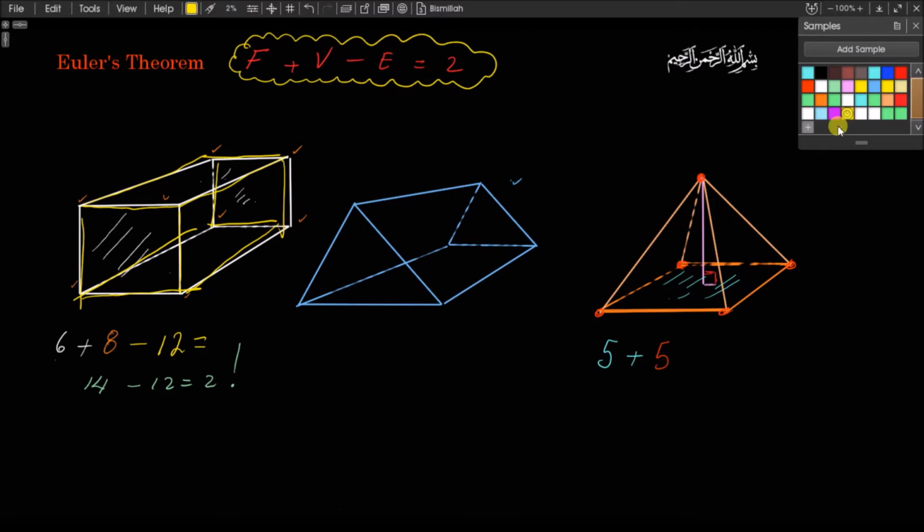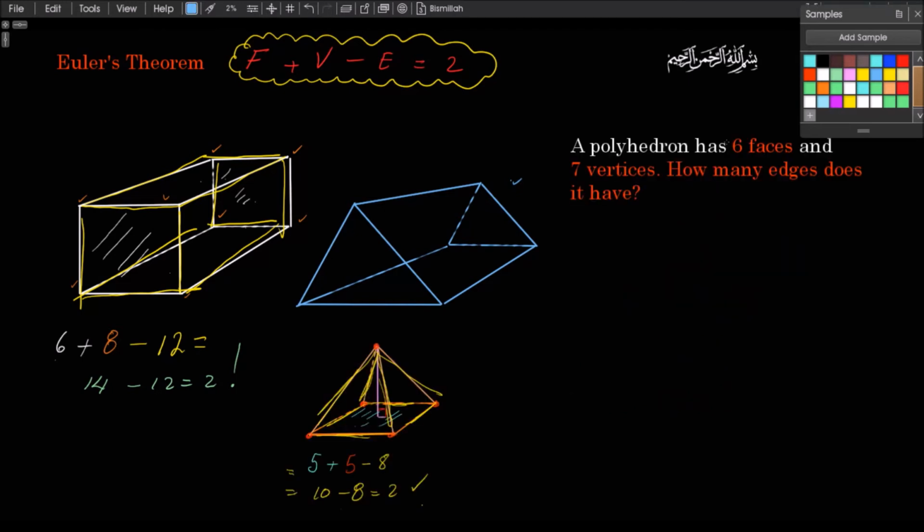And then I have to subtract from it the number of edges. Okay, there's 1. There's 2. There's 3. And there's 4. Okay, and then there's 5, and there's a 6, there's 7, and that's 8. So that's 8 edges. So 5 plus 5 is 10 last I checked, and 10 minus 8 is 2, and that works.